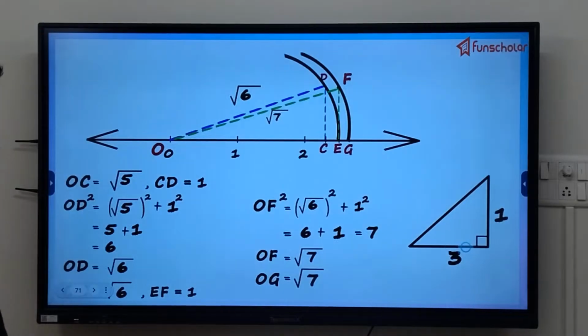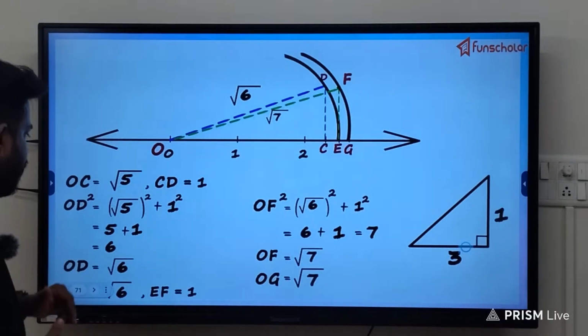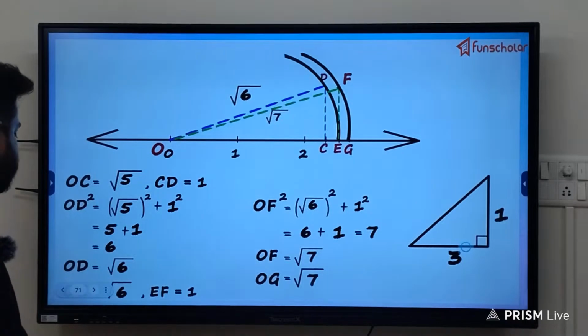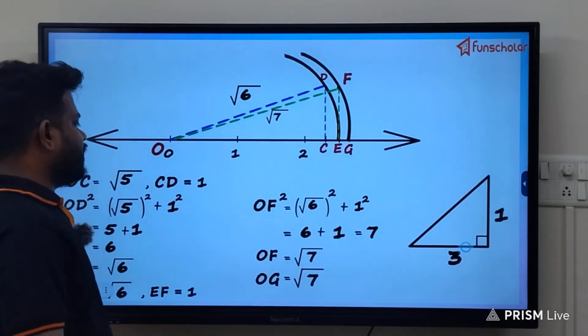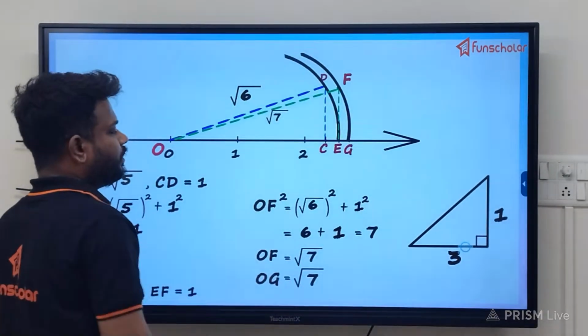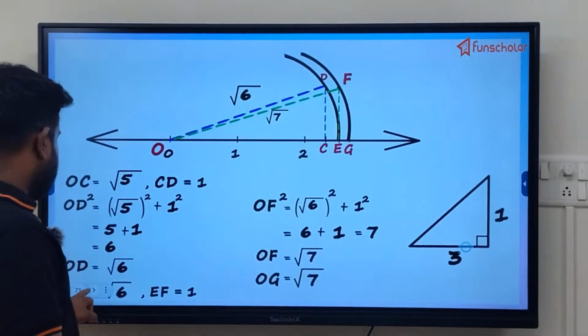So let's go to the next, and they have taken root 5. Okay, you can also use root 5 as the base. So root 5 square plus 1 is giving us 6. So OD means 6, and OF will be root 6 that square. Okay, so root 7 will be the answer, right?